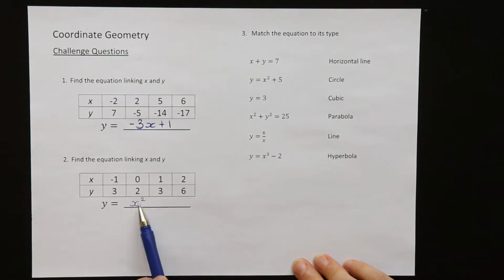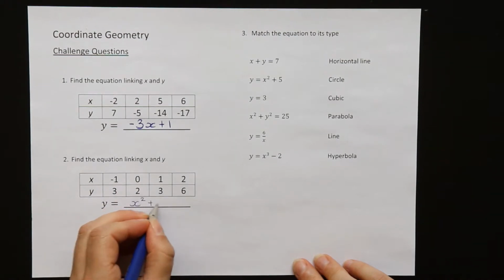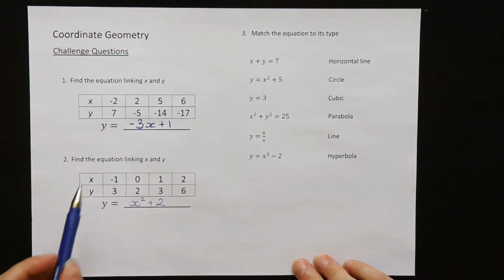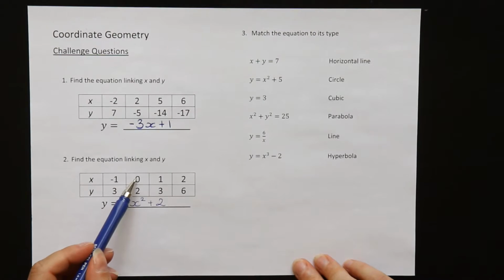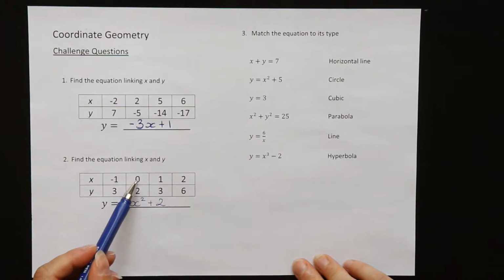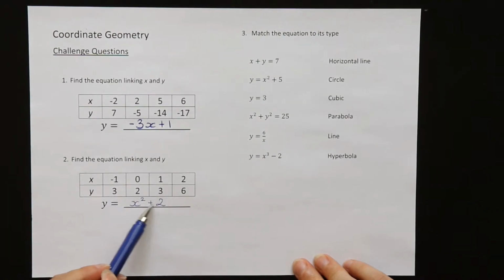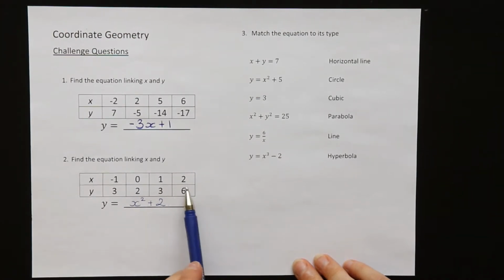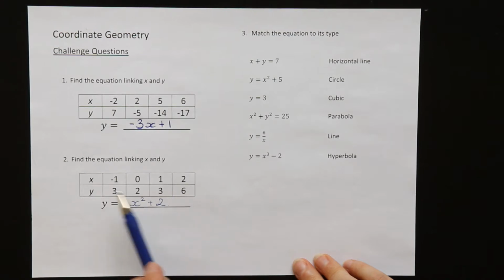If I have y is equal to x squared, 1 squared would be 1. And I would have to add on 2 onto the end of that to get 3, which makes sense with the 0 as well, because anything underneath the 0 is what we have to add on to the end. So x squared plus 2 seems like an equation that works. Let's try it with another value. If x is equal to 2, 2 squared is 4, plus 2 is 6. It works.